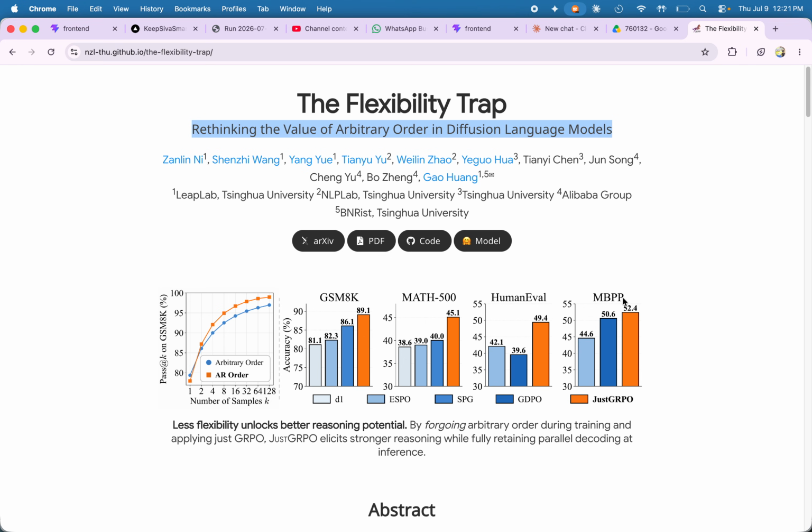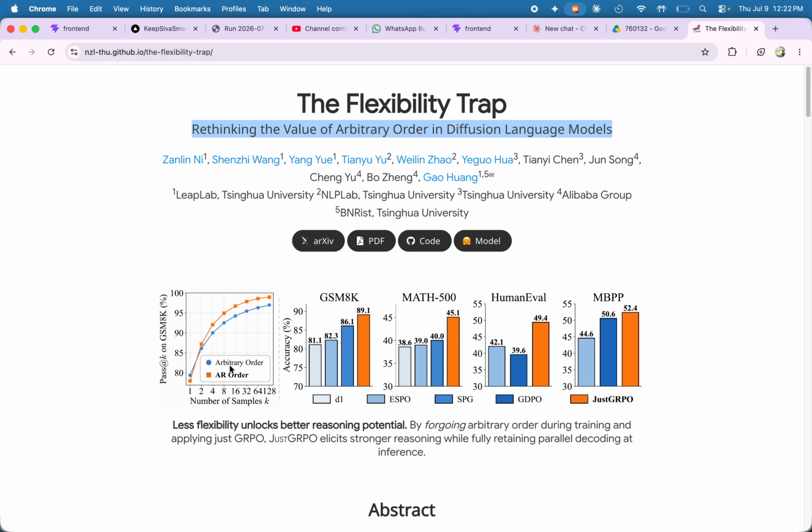One is the HumanEval dataset, MBPP is Python code. How good is it at generating Python code, and math, GSM8K. So what we are seeing here is that blue is the arbitrary order. That means it generates randomly, right? First word, fifth word, and then at last comes the original model.